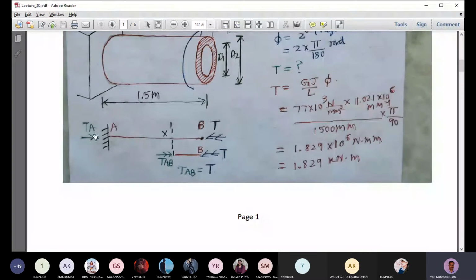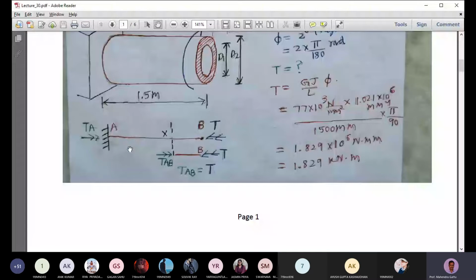Okay, and we can find out what is the twisting moment produced at an intermediate cross section. So we can cut a section here, and we can either look at the left part or the right part. So if we're looking at the right segment, then on B we have the twisting moment T, and to balance it there will be another twisting moment occurring on this section here. So that will be TAB. So TAB will be balanced by T. So TAB is equal to T.